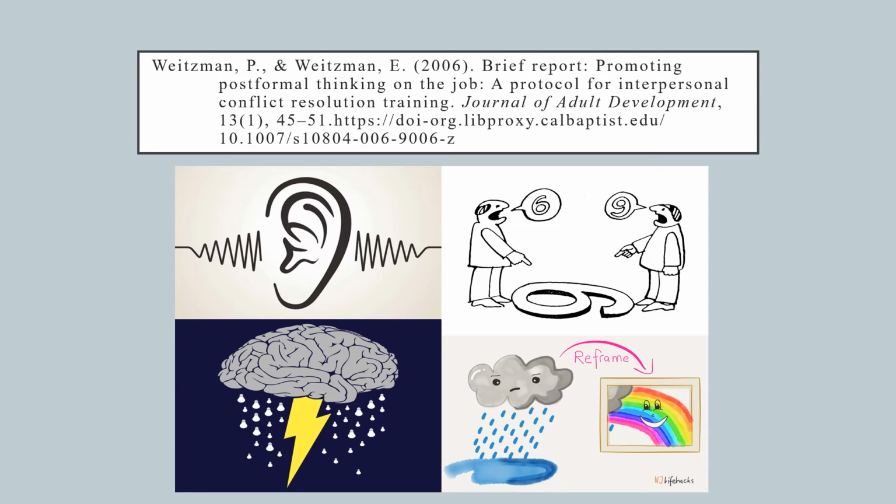So moving on to the third article, it's by Weitzman and Weitzman. It's about a protocol for interpersonal conflict resolution training. In the article, the authors suggest some strategies for conflict resolution training. These strategies are active listening, meaning to listen to the speaker without making comments, and then perspective taking, to imagine yourself in the speaker's position. Then moves to reframing, which is to avoid that me against you attitude or you against me attitude. And brainstorming is to come up with various solutions. And the way to train, according to the authors, is to role play among the trainees. And this article, like the two previous ones, is found on the Cal Baptist online database.